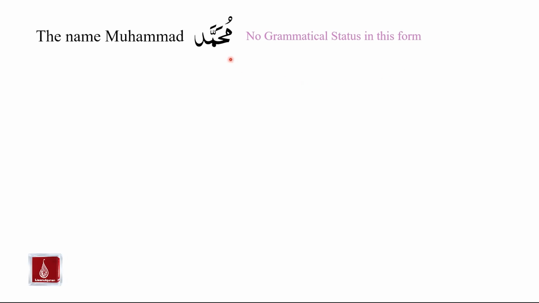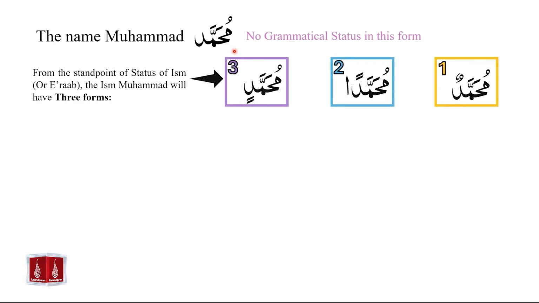In this form, the ism Muhammad has no grammatical status. When the ism Muhammad is given its grammatical status or its i'rab, then the ism Muhammad will have three forms: Muhammadun, Muhammadan, and Muhammadin. Muhammadun represents the first form of the ism Muhammad. Muhammadan represents the second form of the ism Muhammad. Muhammadin represents the third form of the ism Muhammad.